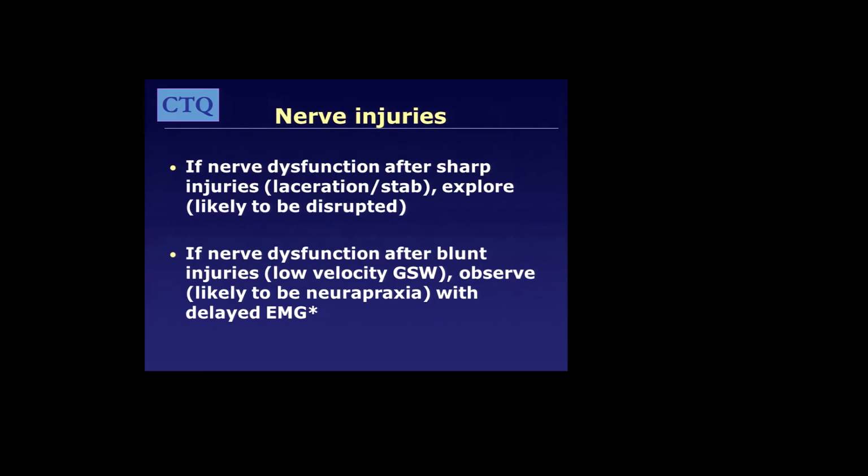As a general concept, if nerve dysfunction occurs after a sharp injury, a laceration, or stab wound, those should be explored. The nerve is likely to be disrupted. If there's a nerve injury after a blunt injury, such as a low-velocity gunshot wound or a closed fracture, they should be observed, as it's likely to be a neuropraxia, and EMGs can be performed typically 3 to 5 weeks post-injury to assess this further.